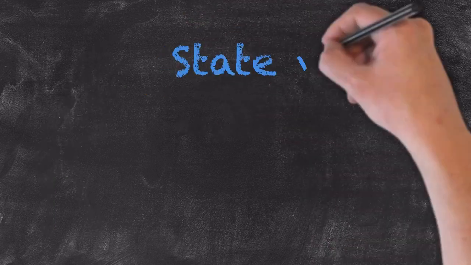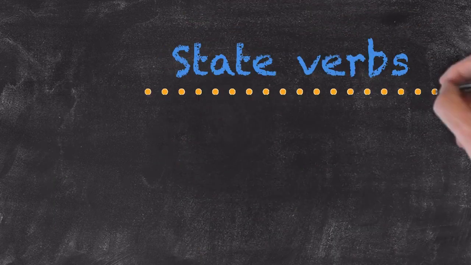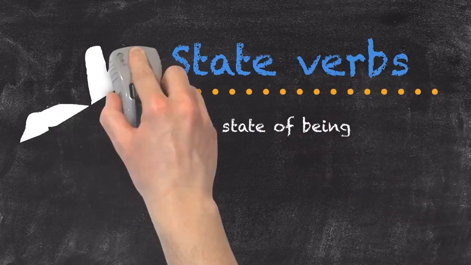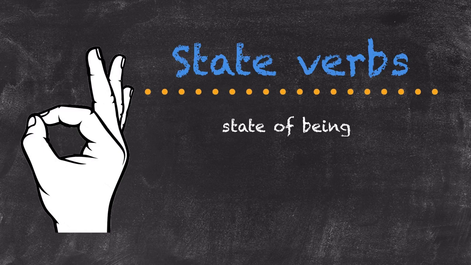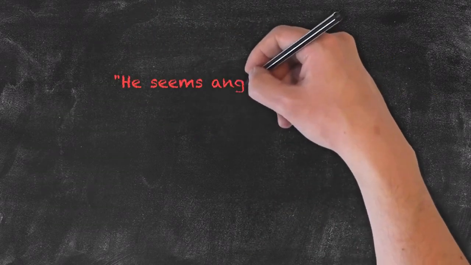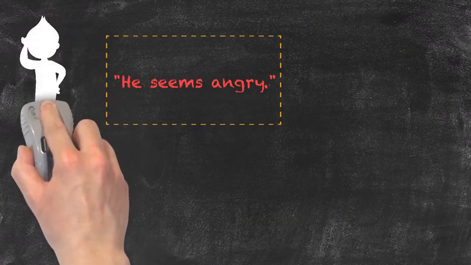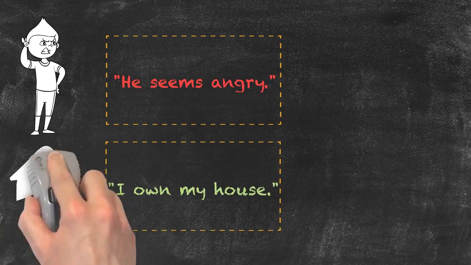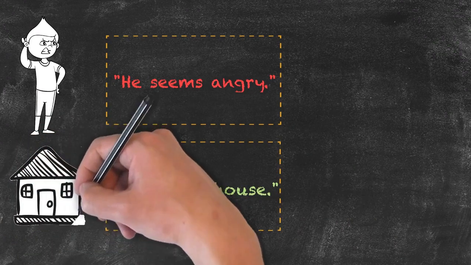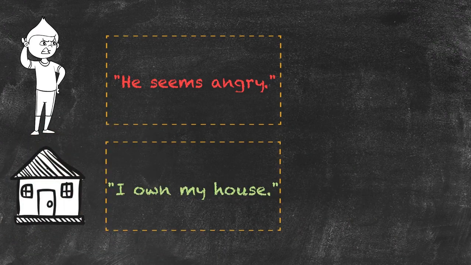Now, we have our state verbs. These are basically indicating a state of being. Two examples would be seem and have or own. We have a sentence such as, he seems angry, and I own my house. You can't actually see the action happening, even though those words are used as verbs.